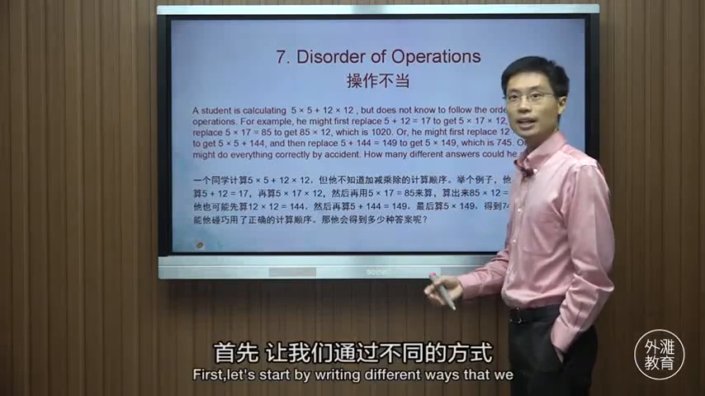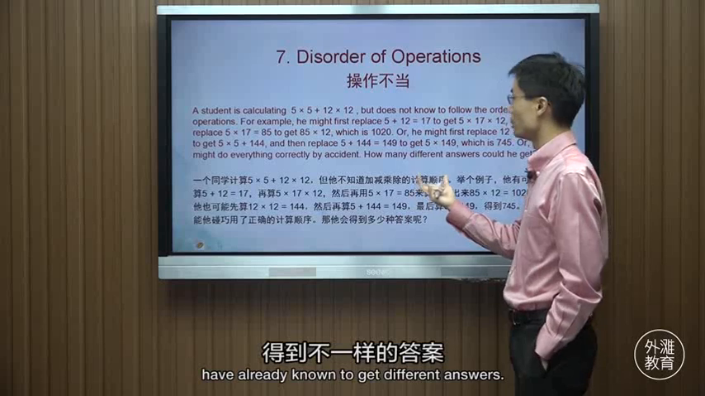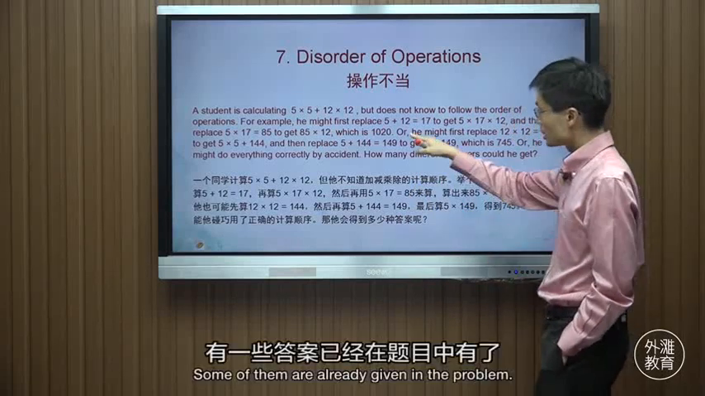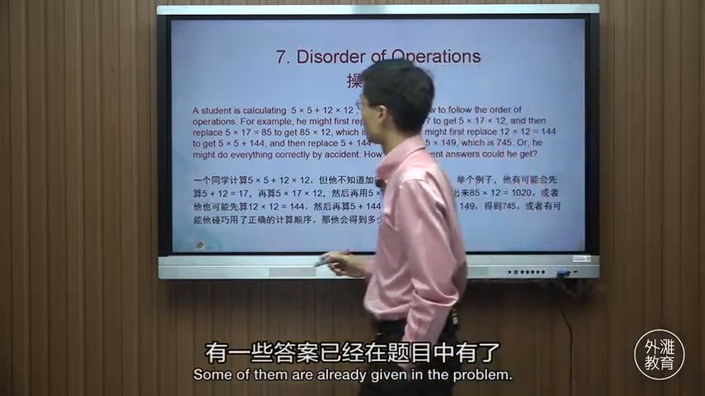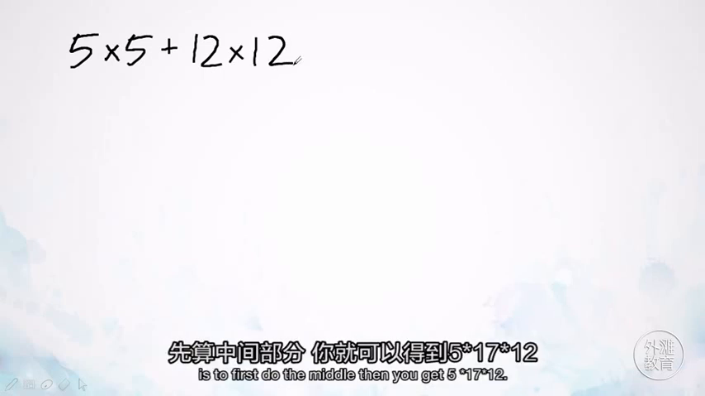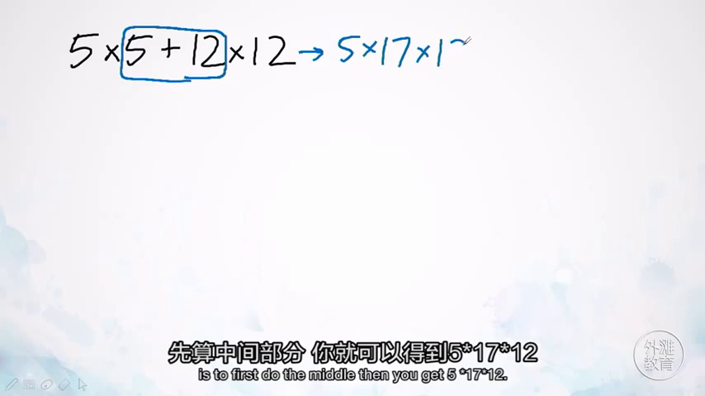First, let's start by writing the different ways that we already know to get different answers. Some of them are already given in the problem. For example, 5 times 5 plus 12 times 12. One way to do it is to first do the middle. Then you get 5 times 17 times 12.